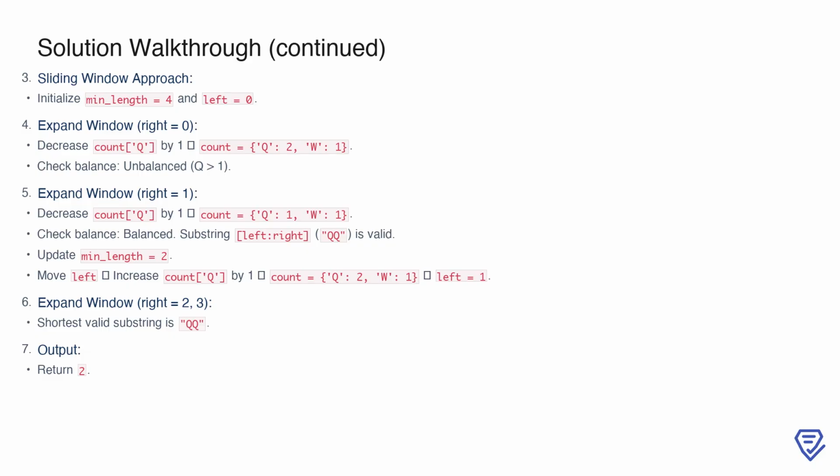We then increment the left pointer, restoring the count of Q to 2. Finally, as we continue expanding the window, we find that the shortest valid substring remains QQ, with a length of 2. Therefore, the output for this example is 2. This demonstrates how the sliding window technique efficiently identifies the shortest substring needed to balance the string.